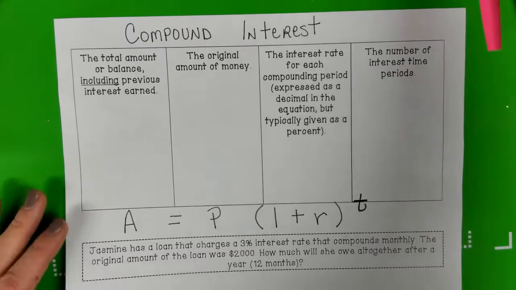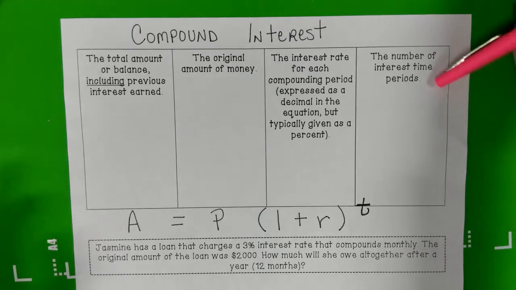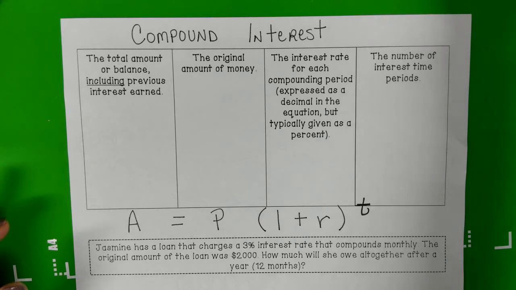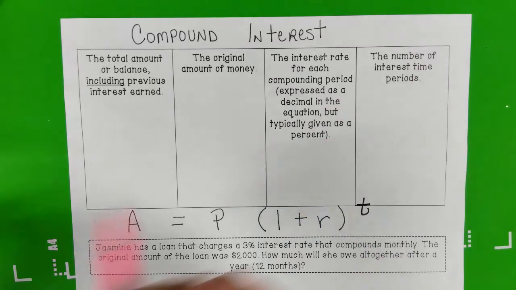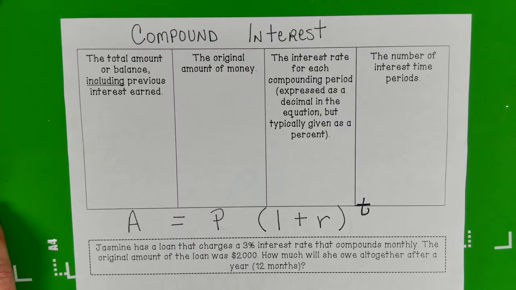In this lesson, we're going to talk about compound interest. Compound interest is a little bit different than simple interest because with compound interest, you are earning money or paying money not just on the principal, or what you initially started with, but you're also paying it or earning it on your interest. So your money is constantly changing. Compound interest builds up faster than simple interest.